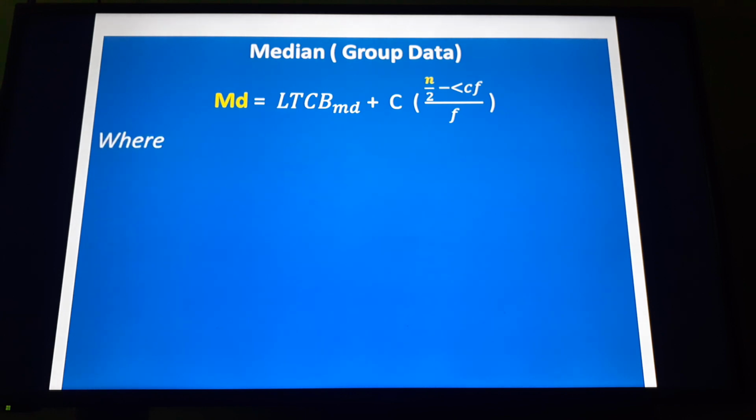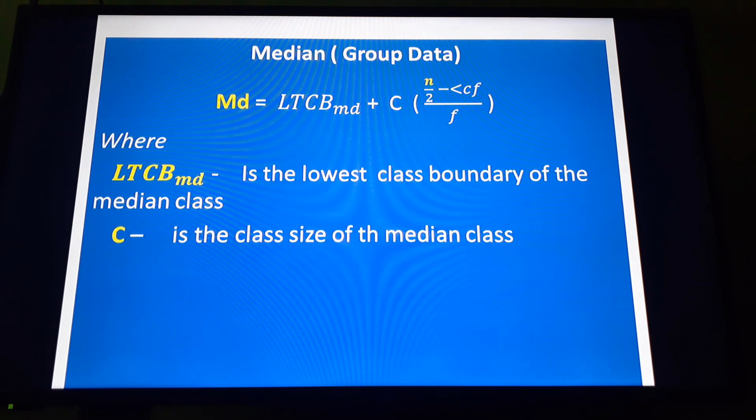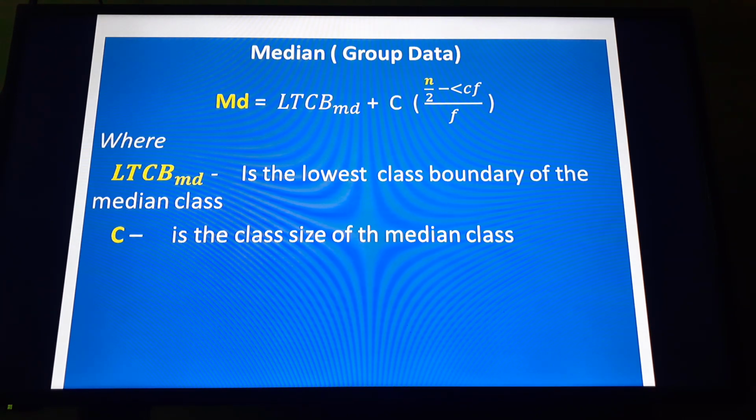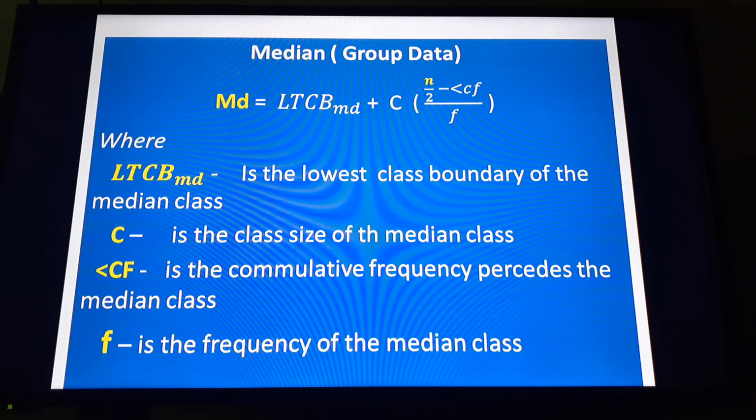Ang LTCB is the lowest class boundaries of the median class, or the lowest true class boundaries of the median class. C is our class size of the median class. And we have less than cumulative frequency is the cumulative frequencies precedes to the median class. And of course, we have F is our frequency of the median class. And our N is the number of observations, kung ilan po sila lahat. Ang N natin is 40.